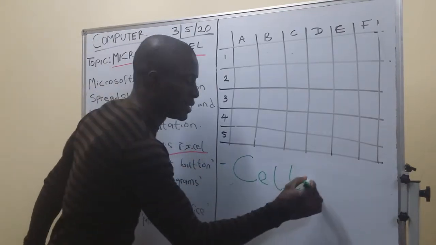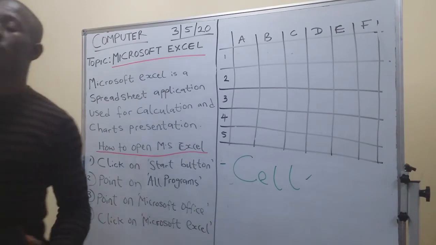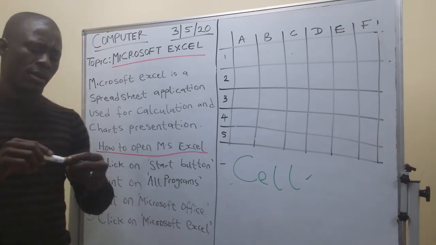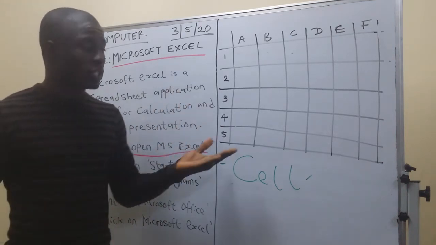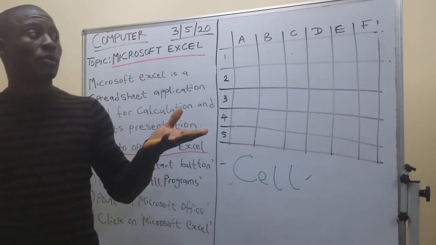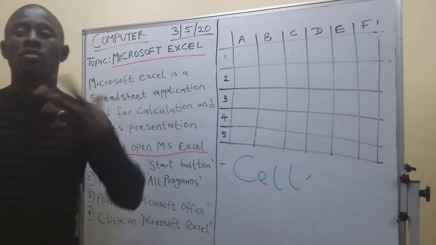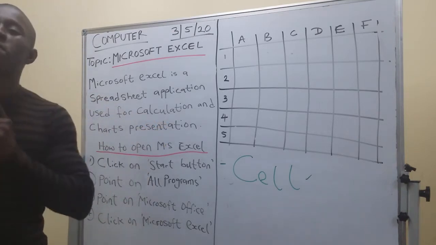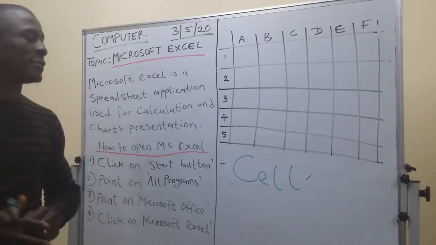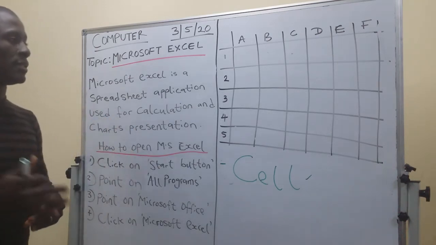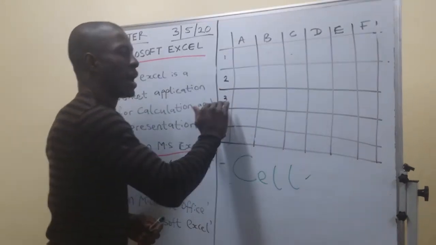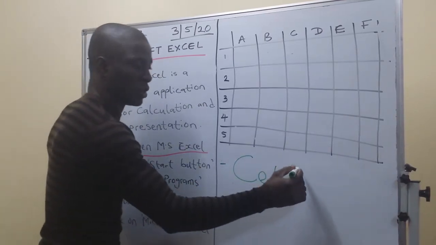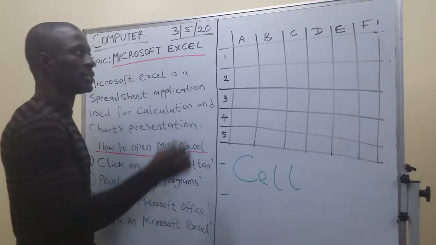Before we proceed, what is a cell? You can say, from my own definition, that a cell is the boxes found on Microsoft Excel. It's okay? But the right definition of a cell is the meeting point of columns and rows. Now, I would like to stop here. I will still come back to the definition of this. Now, let's go to the next content.